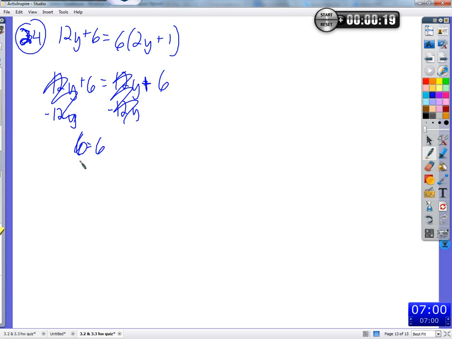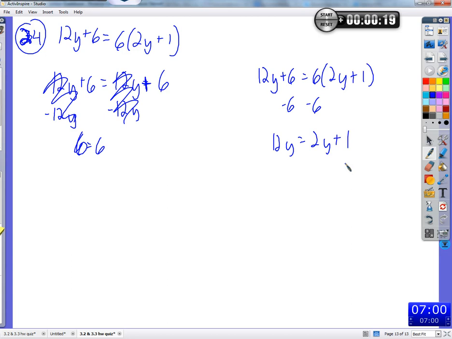They're both 6. Nathan. Okay, so what I did was, I subtracted the 6 from both sides before I did the distributive thing. Okay, so you did this. Let me guess what you did. You subtract 6. You got 12y equals 2y plus 1. Anybody see something wrong with that?